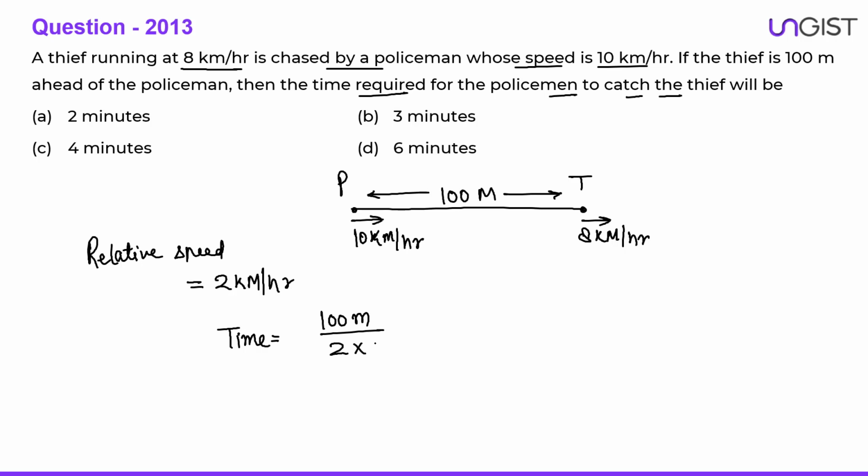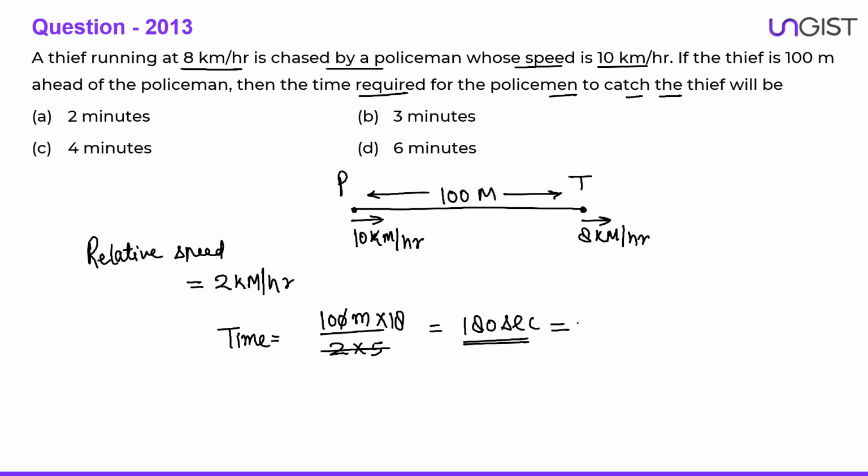Just convert this into meter per second. So this is 5 by 18, right? So 18 will go here. All right. So this is 2 into 5 is 10, and this is 100, right? So this is 180 seconds, right? Because we have converted everything into meter per second. So here we are getting this as 180 seconds.